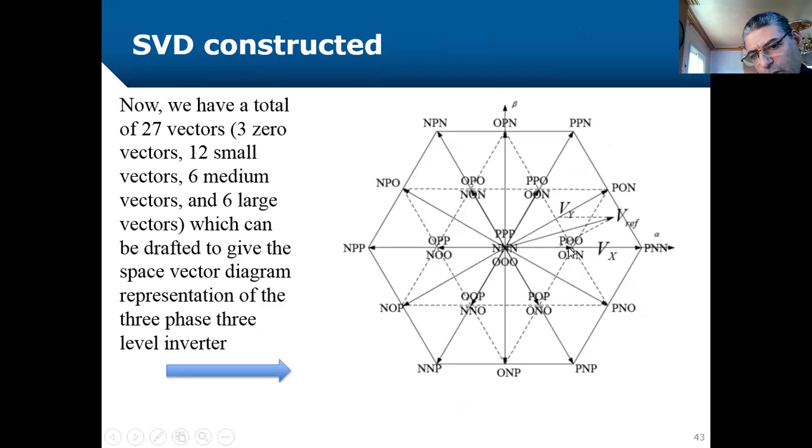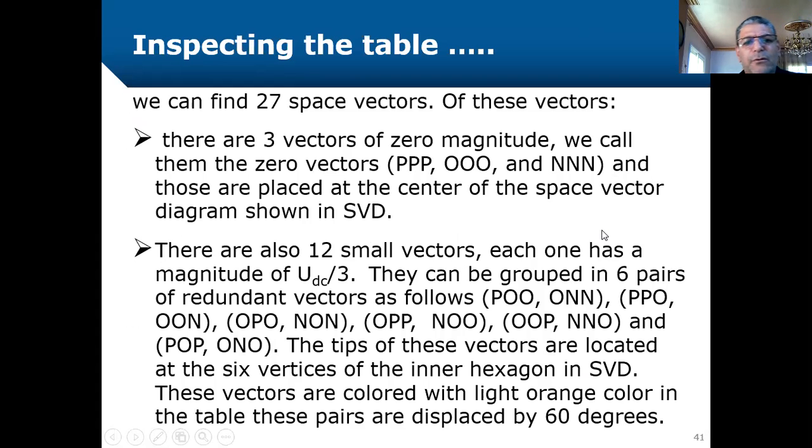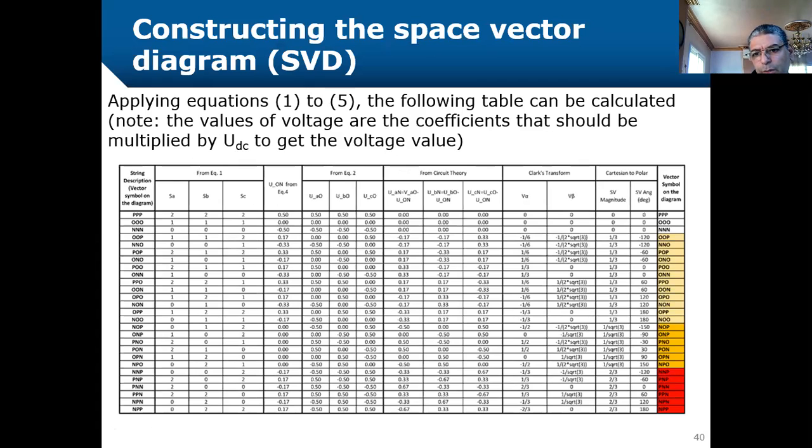Simply, each conduction state combination has a magnitude and an angle. We draw all of these combinations in one diagram as magnitudes and angles. Just let's inspect the table for something. We can find 27 space vectors. Of these vectors, we will have 3 vectors of zero magnitude. We call them the zero vectors, PPP, OOO, and NNN. Okay, look, OOO, PPP, NNN, the first 3. And of course, this will give us a point, a null vector.